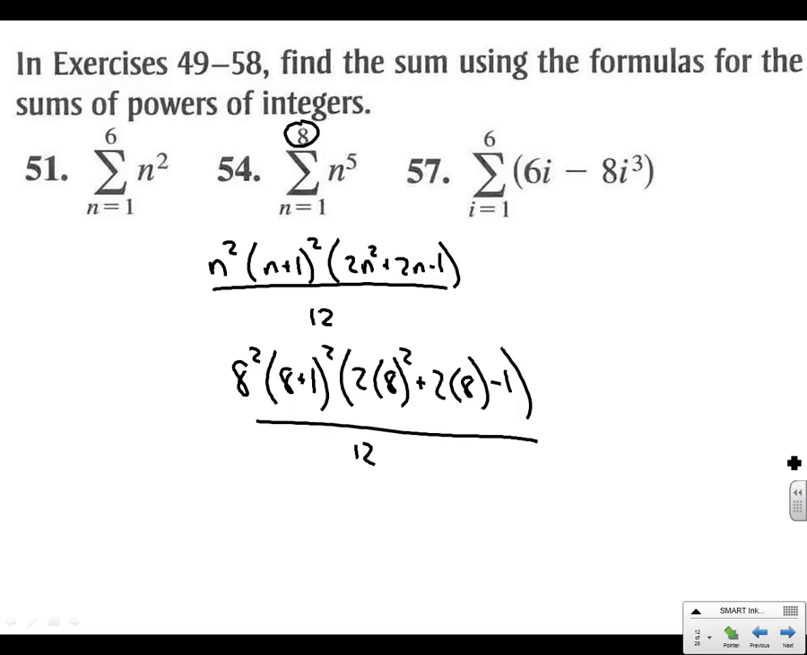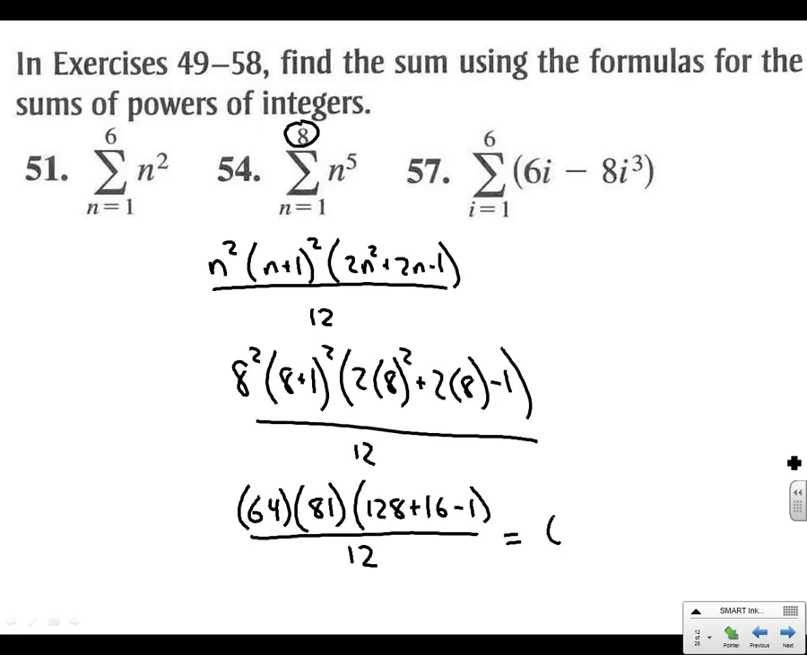And so let's clean this up. The 8² is 64. 8 + 1 is 9, squared is 81. 8² is 64, times 2 is 128, plus 16, minus 1, all over 12. And so go ahead and punch that into your calculator. 61,776 is the answer that you should get.